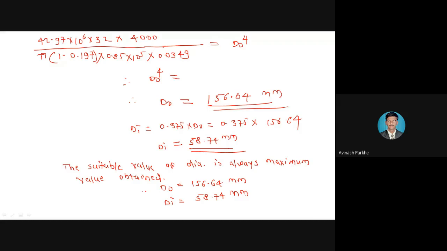So at the end you have to write down this particular sentence: the suitable value of diameter is always the maximum value obtained. Therefore DO is equal to 156.64 and DI is equal to 58.74 mm. So these are the two answers. I hope everyone has calculated. Those who have not calculated for the second, please do the calculations.